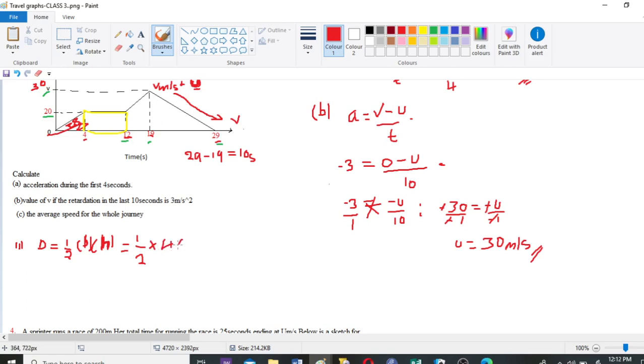Then multiply by our height, which is 20, isn't it? Okay, so when you divide there, you can divide 2 into 4. That will give you 2. And then 2 by 20 will give you 40. Okay, that is 40 meters. So this is the distance in your first triangle.